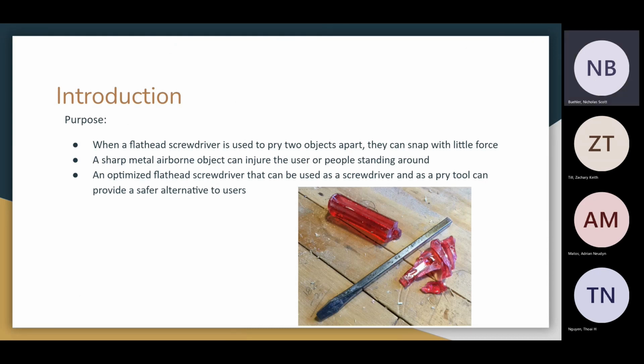So we want to begin by describing what the problem is. The problem is when people use a flathead screwdriver to pry two objects apart, it can snap with little force. This is a huge issue because now you have a sharp metal piece flying in the air, and this can injure the user or people standing around. Our goal is to optimize a flathead screwdriver that can be used as a pry tool and as a screwdriver, but this would be a safer alternative to current ones.